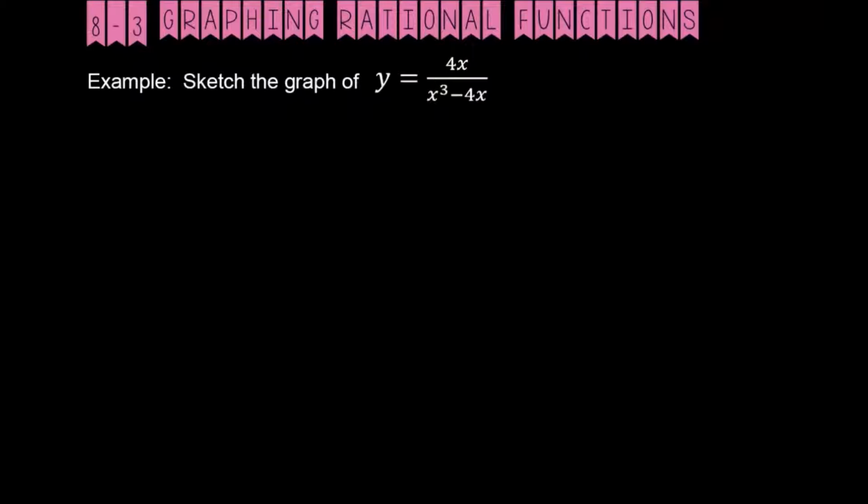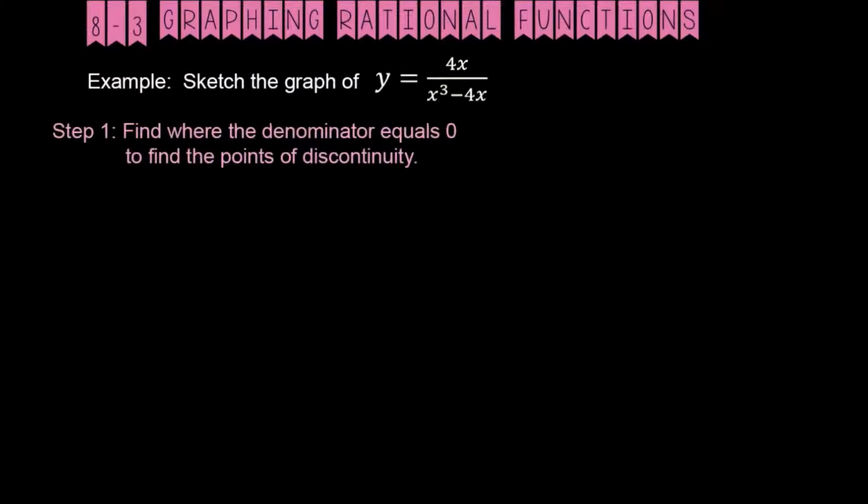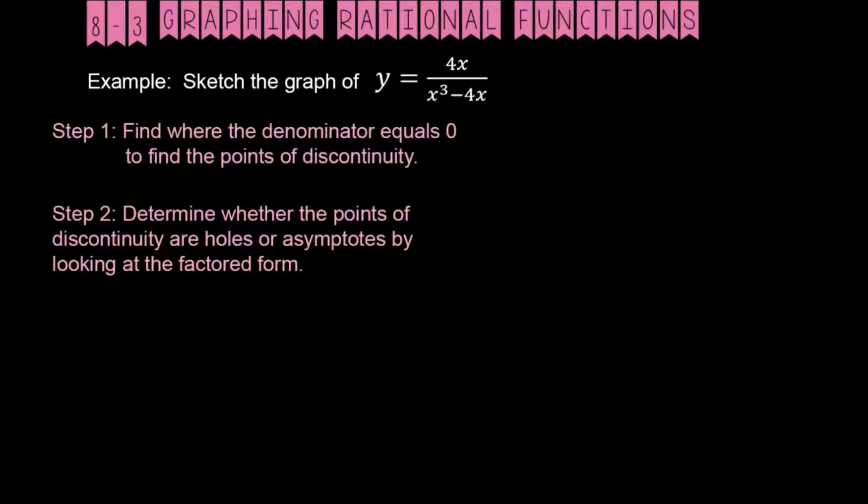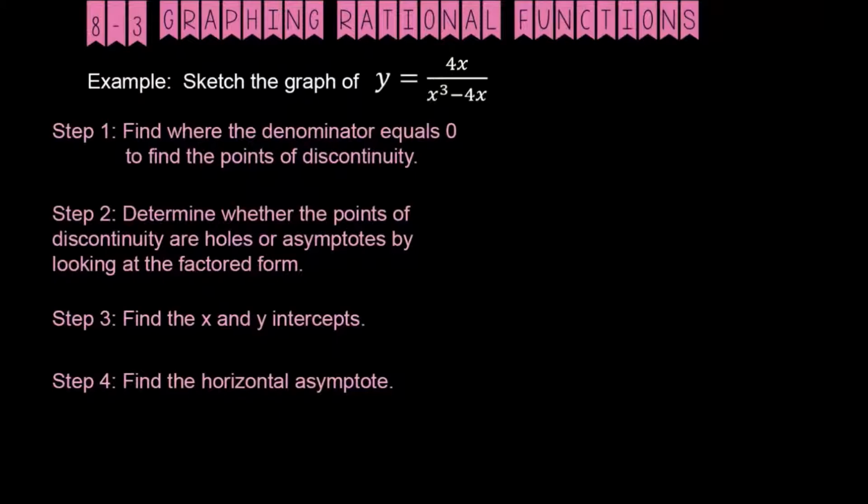This is kind of a whole enchilada sort of graphing where we're going to look at vertical asymptotes, holes, horizontal asymptotes, and the x and y intercepts. So we have 4 steps to remember when we're trying to sketch the graph of a rational function. Step 1 is to find where the denominator equals 0 so that we can find the points of discontinuity. Step 2 is to take those points of discontinuity and determine whether they are either holes or asymptotes by looking at the factored form. Step 3 is to find our x and y intercepts, and then step 4 is to find the horizontal asymptote if there is one.